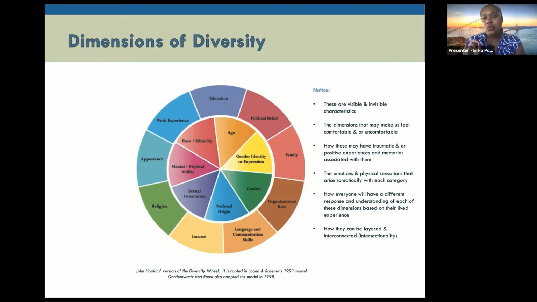There's another piece that you won't see mentioned in a lot of D&I spaces, and it's this fourth bullet point, that there are emotions and physical sensations that arise somatically within each category. Now, this is an emerging part of D&I. When I say somatically, I mean in your body. So I want you to close your eyes for a second and pay attention to what happens to your body. What sensation do you feel? Do you feel constriction? Do you feel openness? Do you feel lightness when I mention some of these categories?